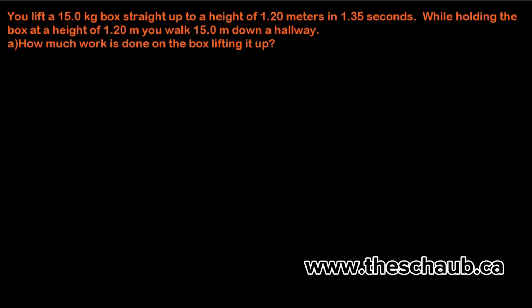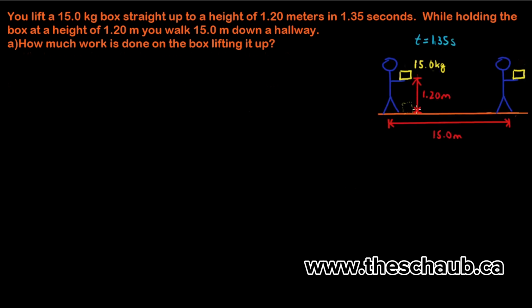We start part A, calculating how much work is done by lifting the box up, with a diagram on the right. In this scenario, a person lifts a 15 kilogram box 1.2 meters off the floor in a time of 1.35 seconds. After lifting up the box, they walk 15 meters down a hallway.